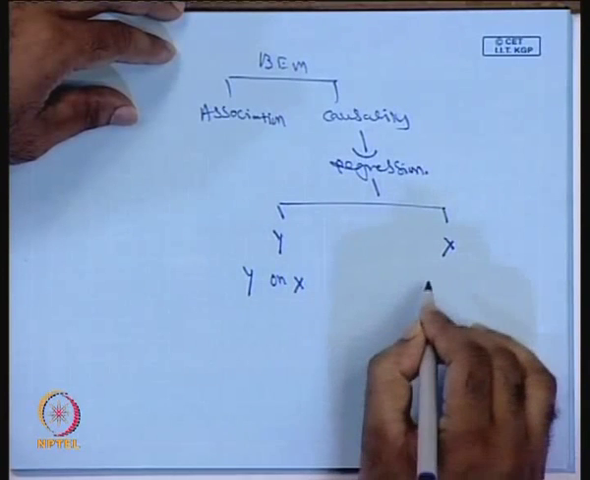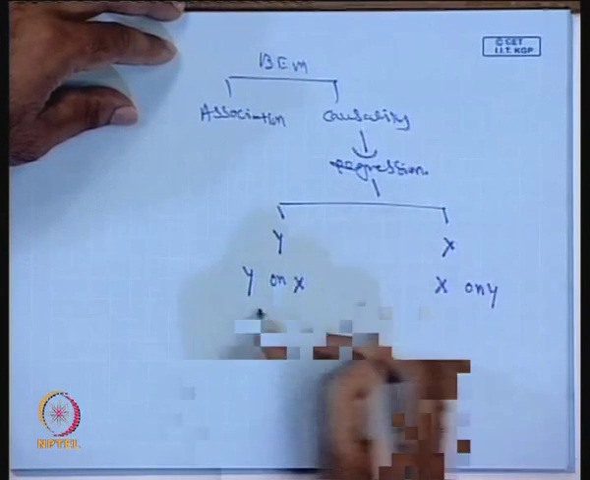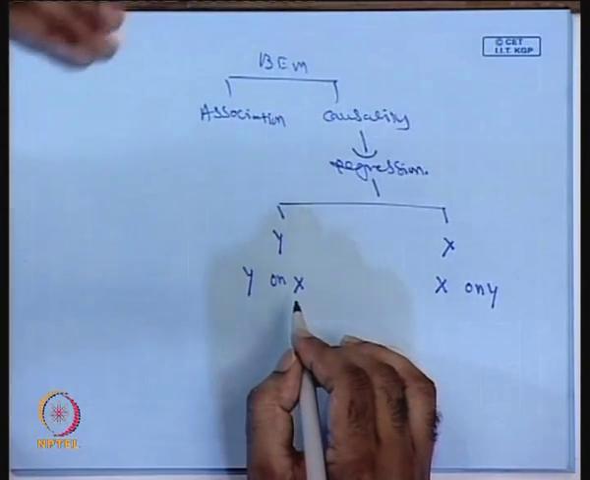So, that means there are two different situations here, y on x and x on y. Let us start with y on x, then x on y. The component y on x is called the regression line y on x, and x on y means it is a regression line from x to y. Now, if it is y on x or x on y, how is the setup or structure?